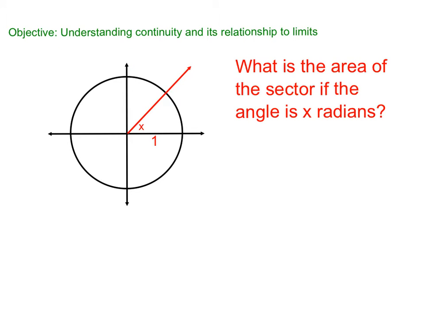Okay, so we're going to use the squeeze theorem to prove a limit that we need to know. So let's start with, what is the area of the sector if the angle is x radians? So what would be the area of this whole thing? Well, let's start with what's the area of a circle. The area of a circle is pi r squared. Now this is a unit circle with a radius of 1. So the area of the entire circle is just pi.